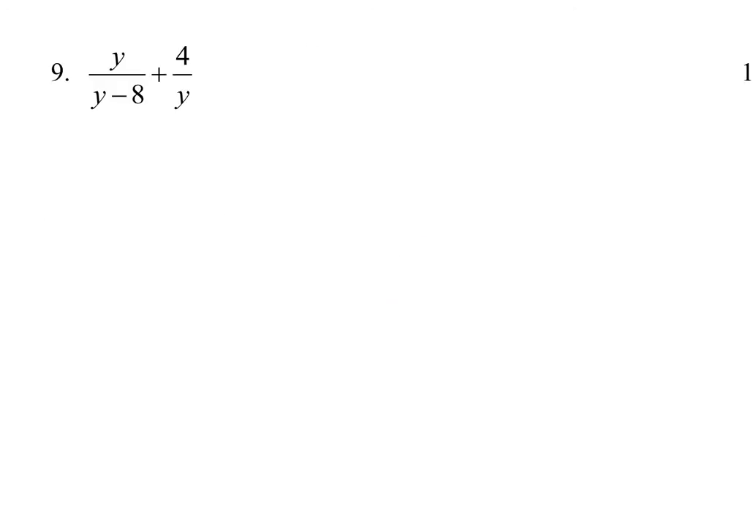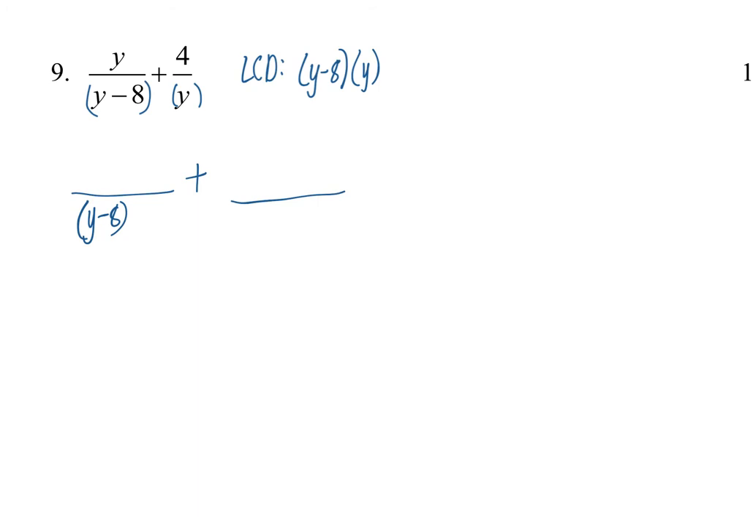Looking at number 9, these denominators are completely factored. And our LCD, let's see, we have a factor of y minus 8. And we have a factor of y. And each of those factors only appears at most once. And so now let's write our equivalent fractions so they have the LCD as their denominator.